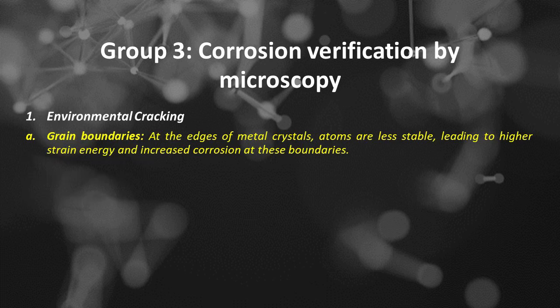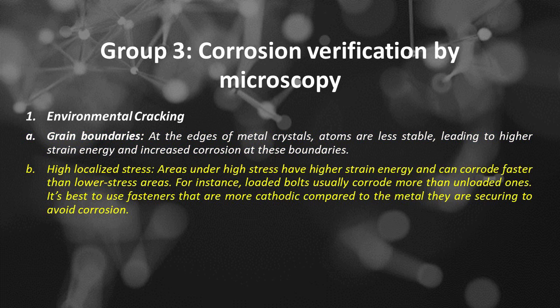Grain boundaries. At the edges of metal crystals, atoms are less stable, leading to higher strain energy and increased corrosion at these boundaries. High localized stress. Areas under high stress have higher strain energy and can corrode faster than lower stress areas. For instance, loaded bolts usually corrode more than unloaded ones. It's best to use fasteners that are more cathodic compared to the metal they are securing to avoid corrosion.